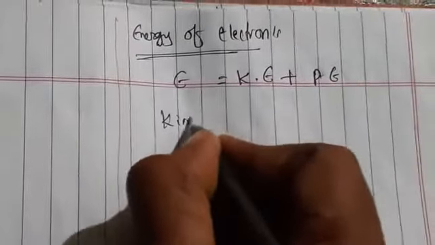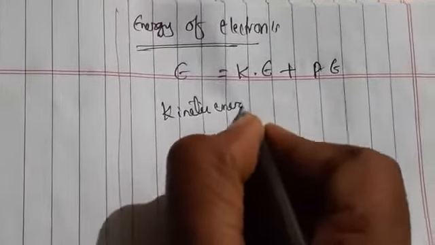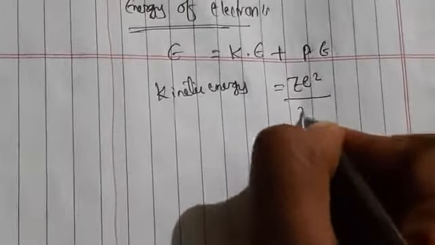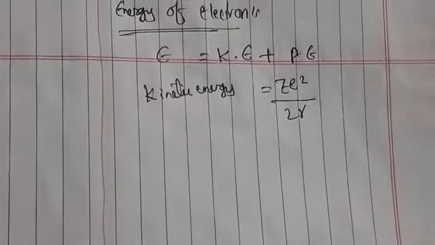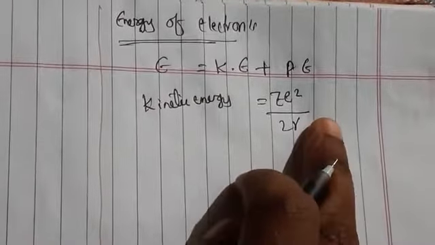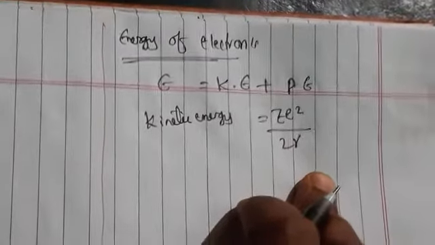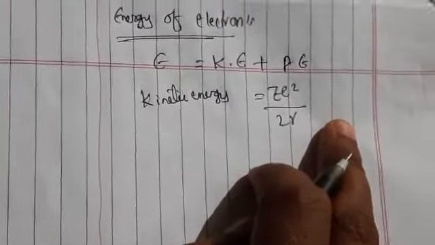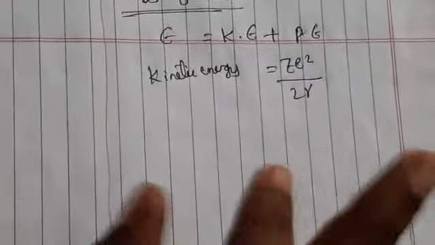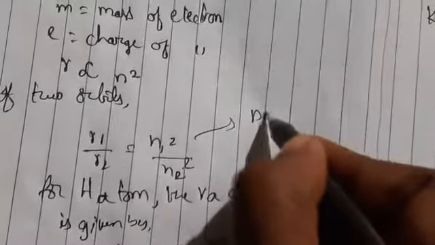Coming to the kinetic energy of the electron, the formula will be Z e square by 2. Generally, the kinetic energy formula is half m v square. Yes or no? So here we get Z e square by 2r as the kinetic energy of the electron. Here, the ratio of the kinetic energy of the electron, if you consider two orbits with principal quantum number n1, this is the principal quantum number.